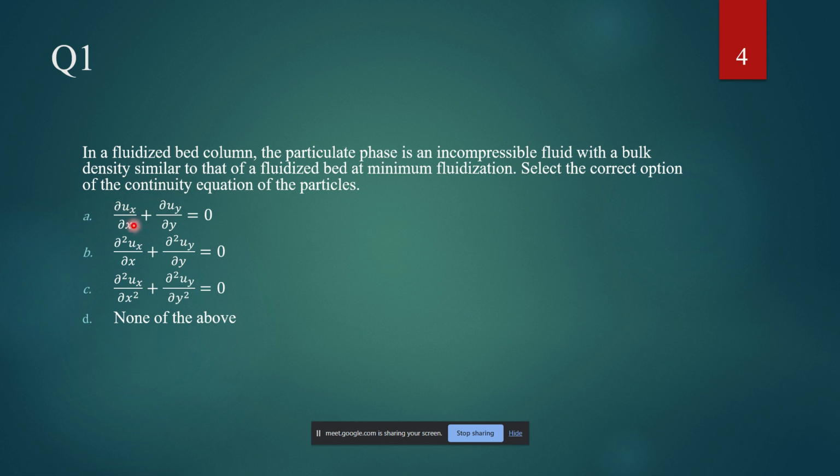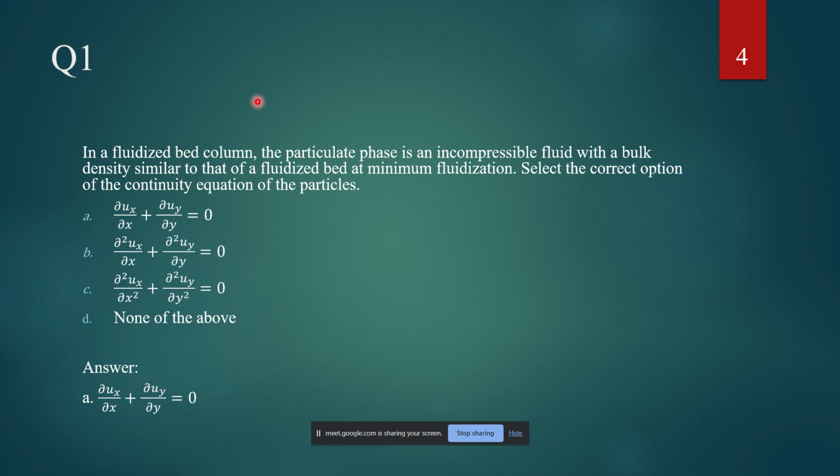So the answer to this particular problem is option A, wherein it is ∂ux/∂x plus ∂uy/∂y is equal to 0. We all know the continuity equation is ∂u/∂x plus ∂v/∂y is equal to 0. Herein we have used ∂ux/∂x plus ∂uy/∂y is equal to 0. This is for the particulate phase. So the particulate stream velocity is smaller ux and smaller uy, which is what we have used till now.